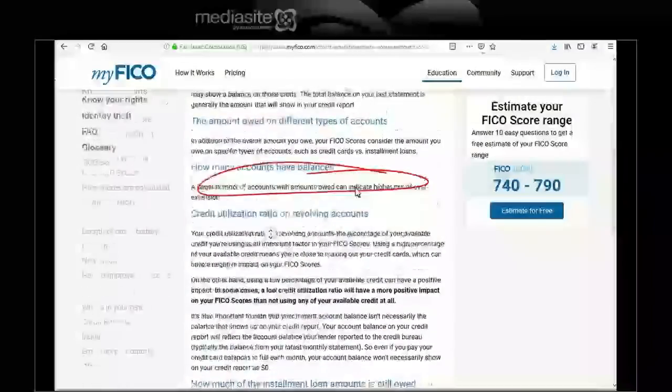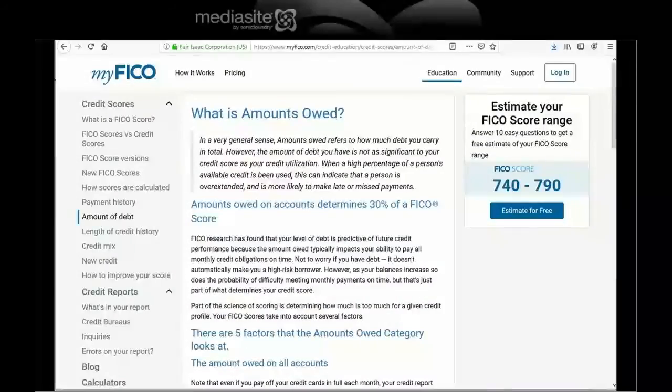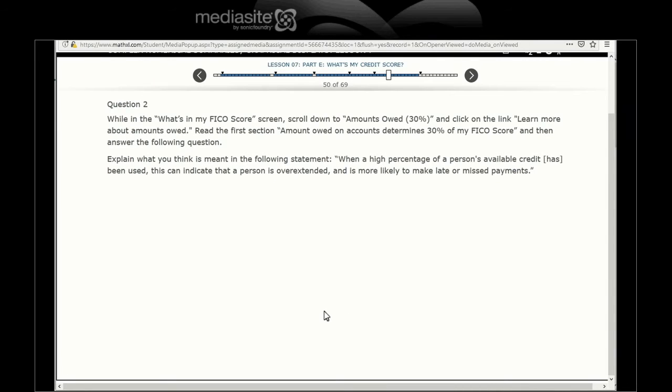Once you spend time on your own, read this article more thoroughly, but again, state what you think the statement means. I think it's pretty self-explanatory. If you really max out your credit limits, you probably have more debt than you have income to keep your debt down, or you're living beyond your means, and you're going to start getting late payments, missed payments, penalties, and financial problems.